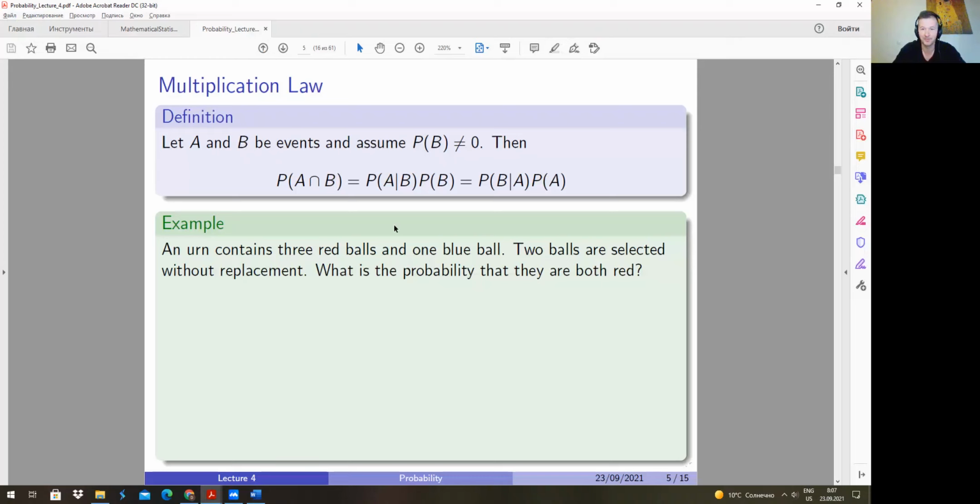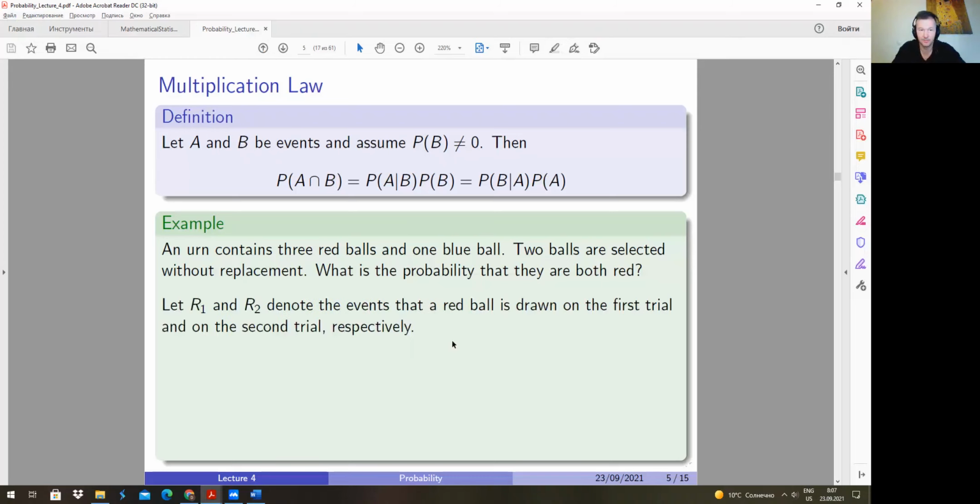Okay, so let's see. At the first step, let's denote R1 and R2, the events that the red ball is drawn on the first trial and on the second trial, right? So first we need to calculate the probability of R1. The probability that I will take a red ball on the first draw. So what is this probability? What is the probability to take the red ball on the first step?